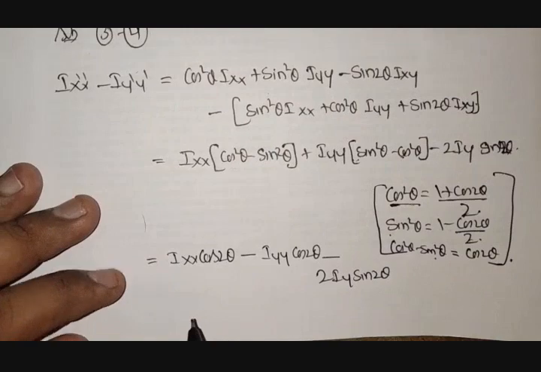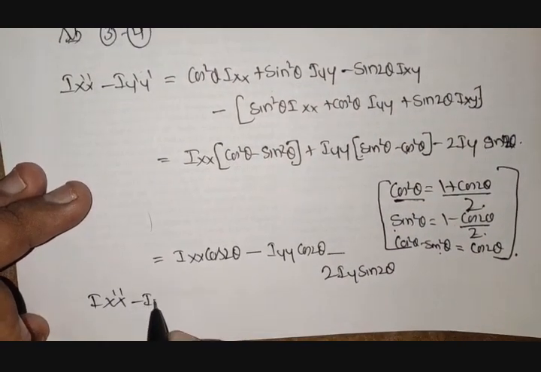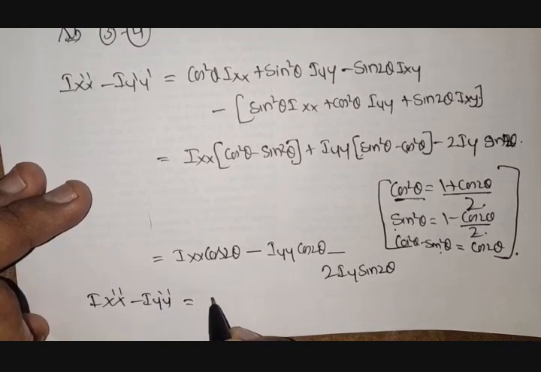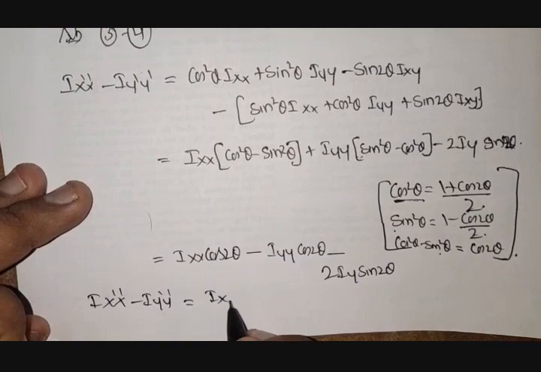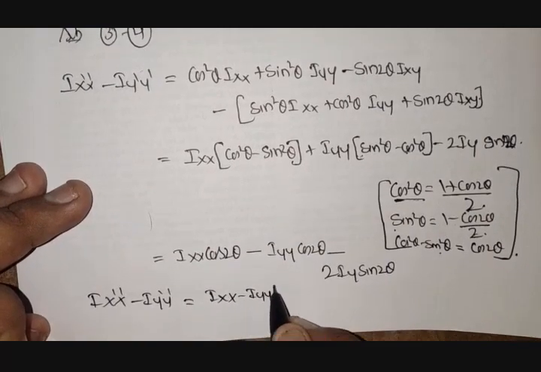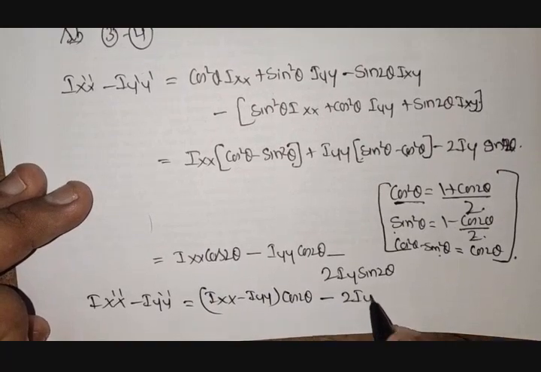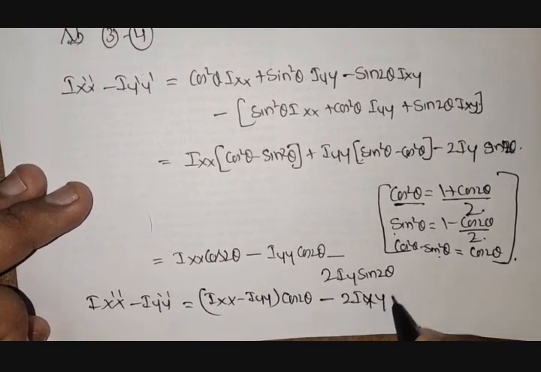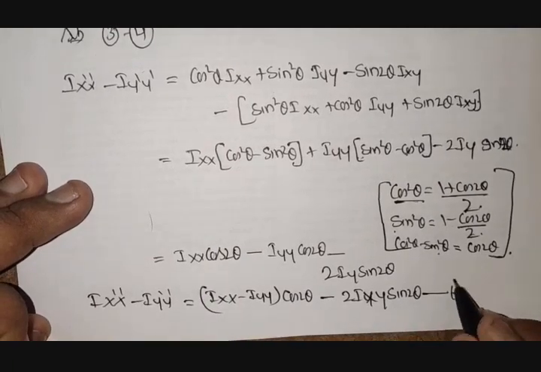So this equation can be written as, therefore Ix' minus Iy' is equal to, here cos 2 theta is common, (Ixx minus Iyy) cos 2 theta minus 2Ixy into sin 2 theta. So make it equation number 6.